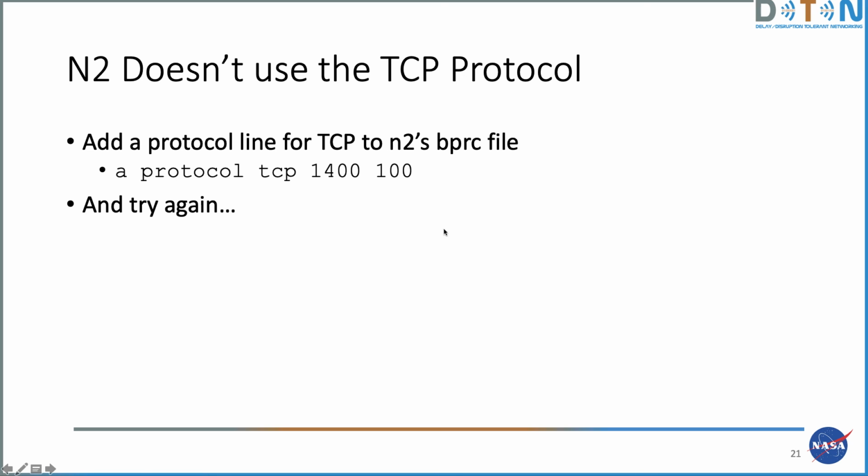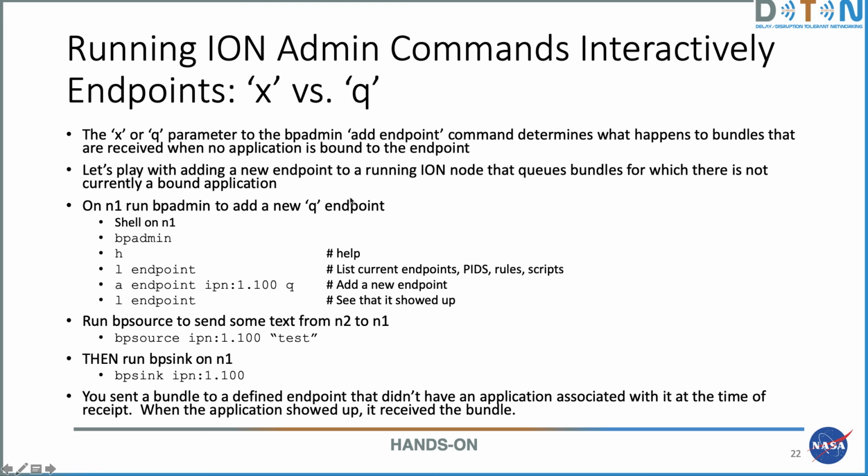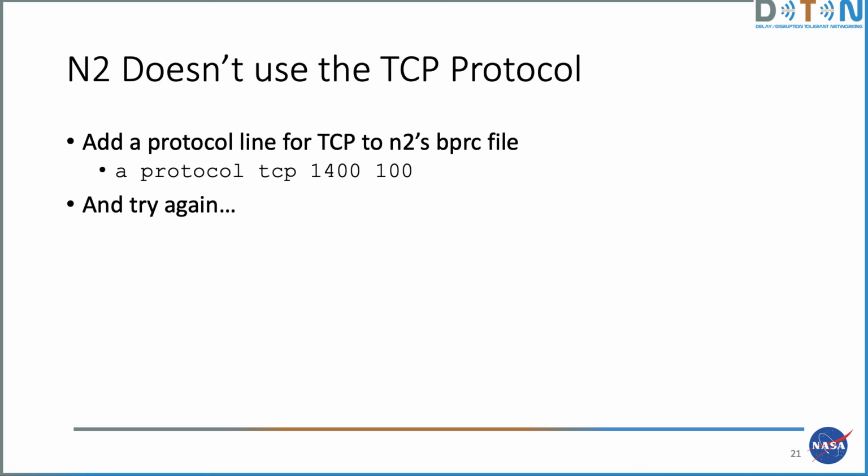And the magic bit was in N2's bprc file, we need to tell it that TCP is a protocol, and in particular, that it's a protocol that it wants to use. So if you go into N2's bprc file and add a line that says add a protocol called TCP, and give it some valid numbers for segment size and overhead, and try again, then you should see success.